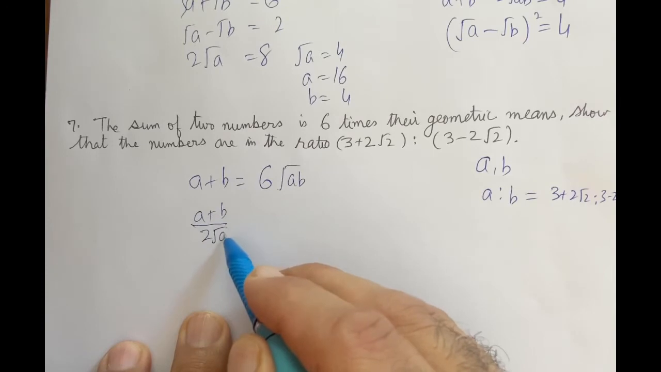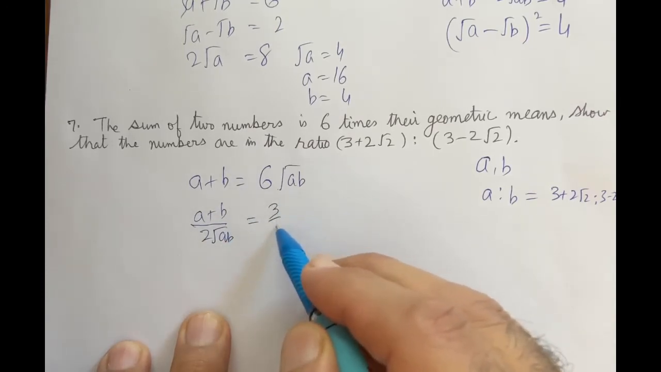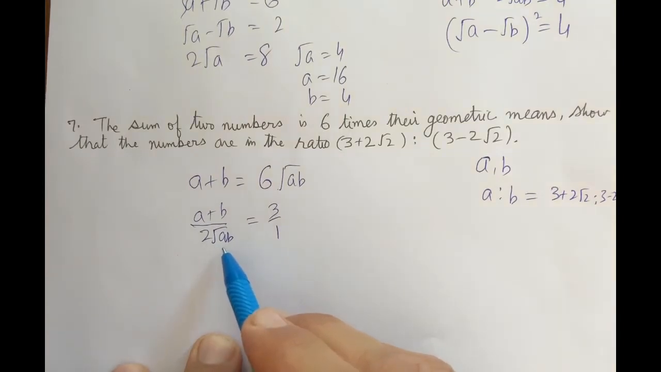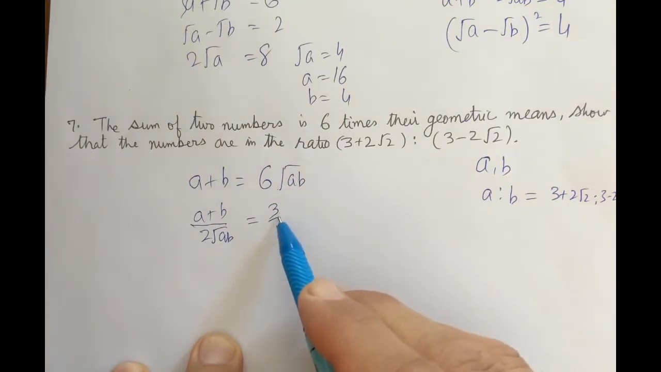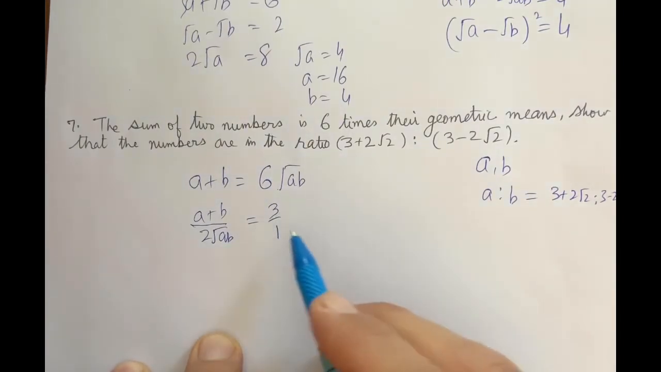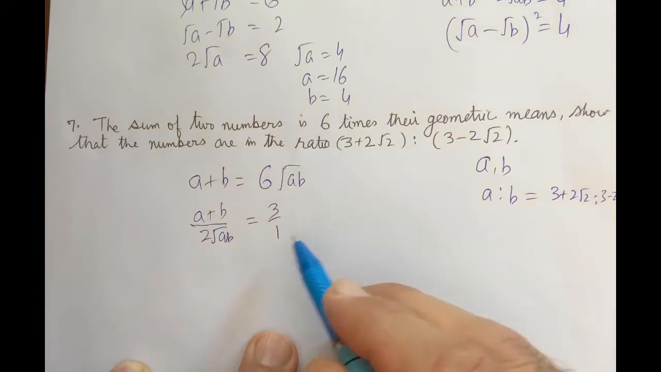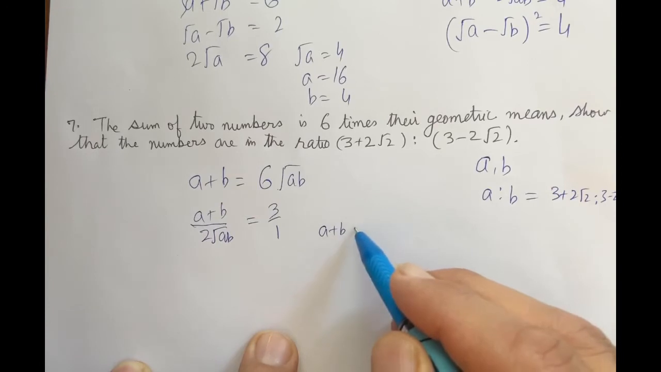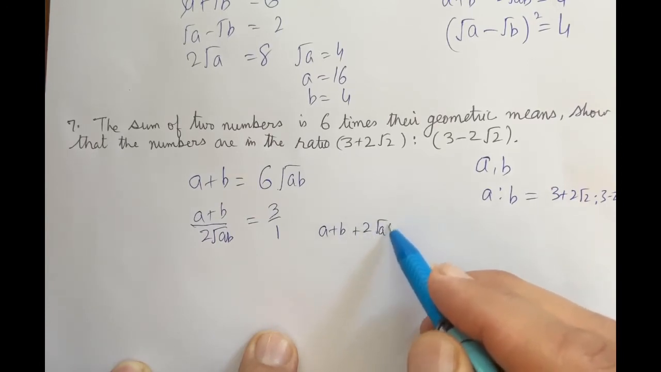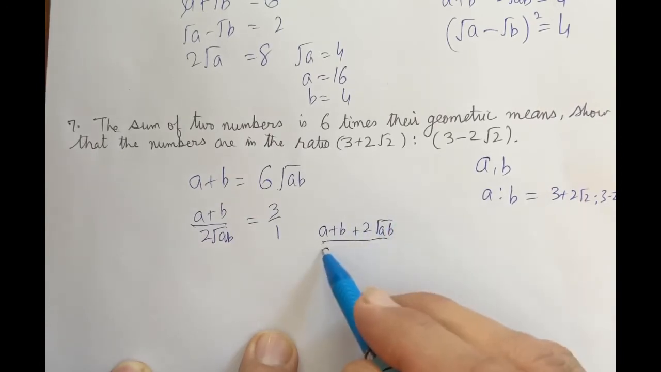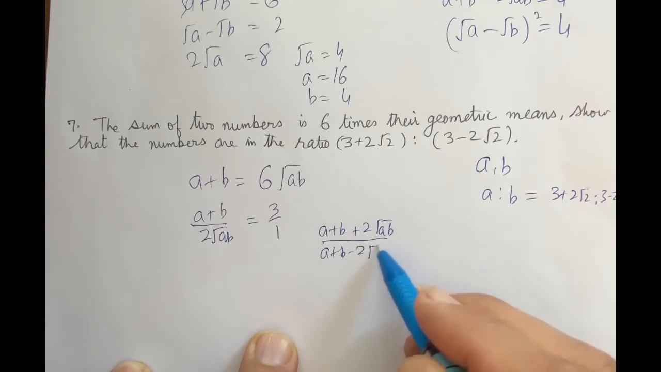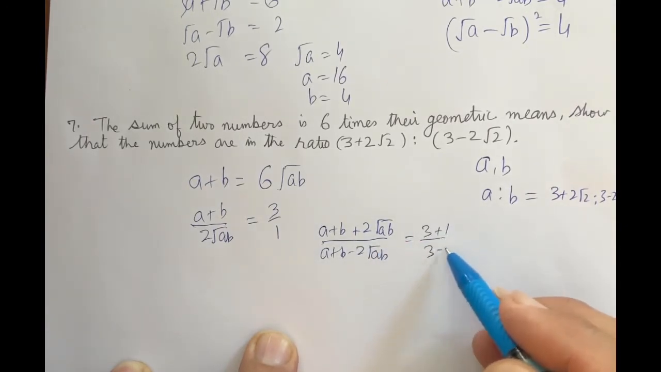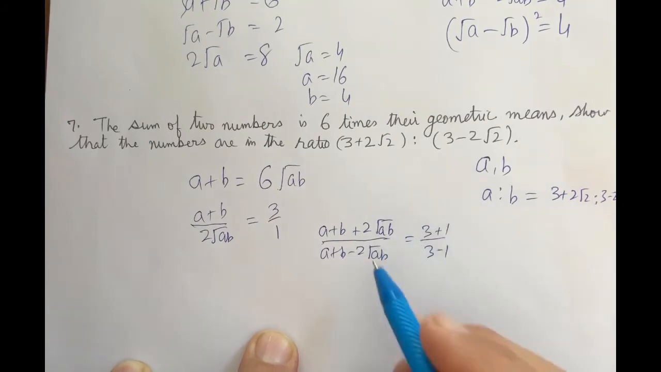2 root of ab. This is equal to 3 upon 1. We need 2 root of ab here. That's why we have left 3 here. After this we apply componendo and dividendo on both sides. We get a plus b plus 2 root of ab upon a plus b minus 2 root of ab. That's equal to 3 plus 1, and in the denominator 3 minus 1.